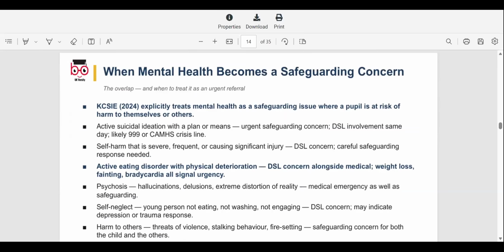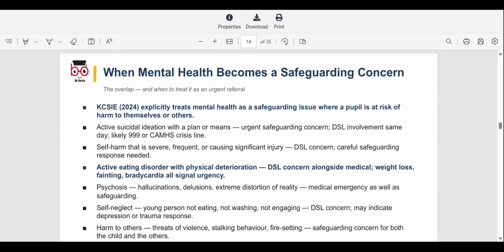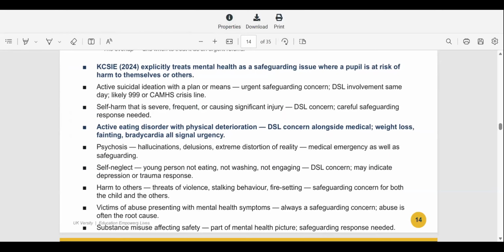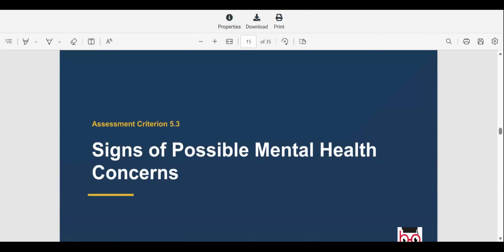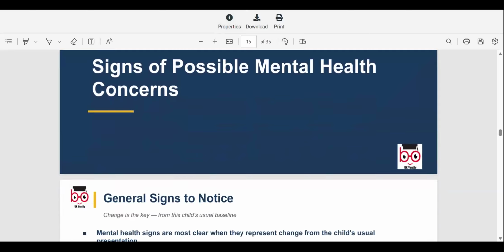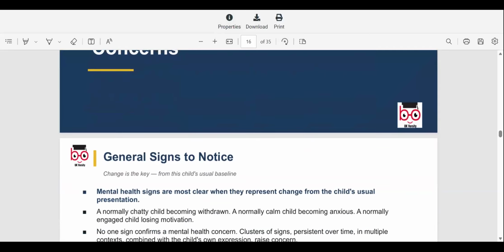When mental health becomes a safeguarding issue is when a person's life is put at risk, and if there's immediate danger as well, if there's any sort of suicidal issues or self-harm issues, as well as self-neglect. AC 5.3, signs of possible mental health concerns.